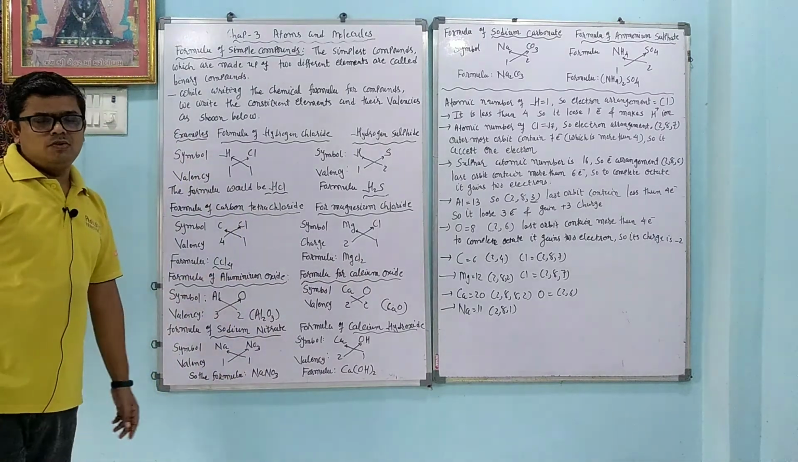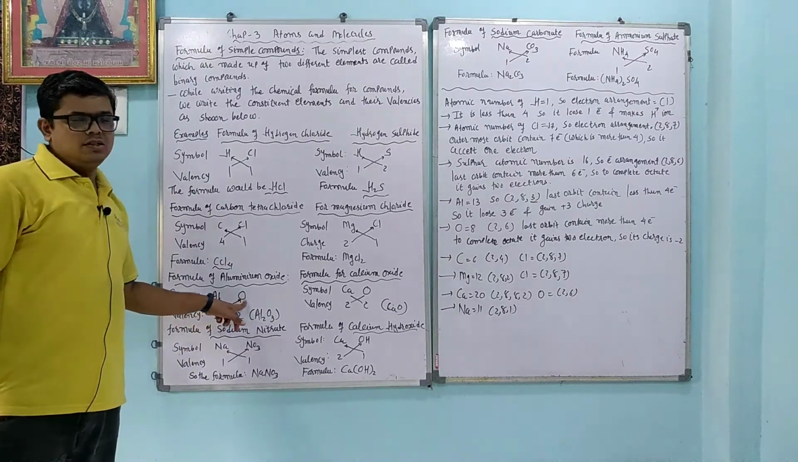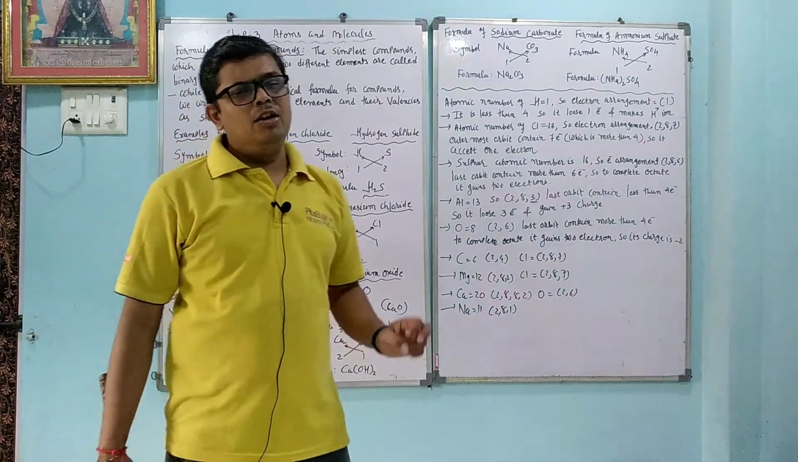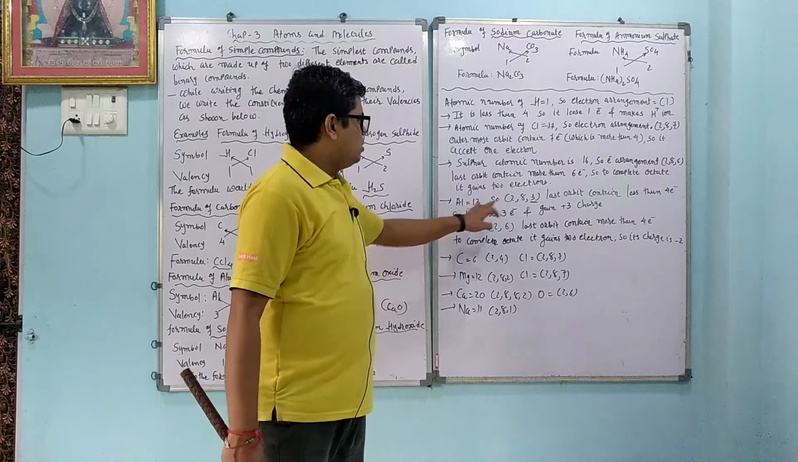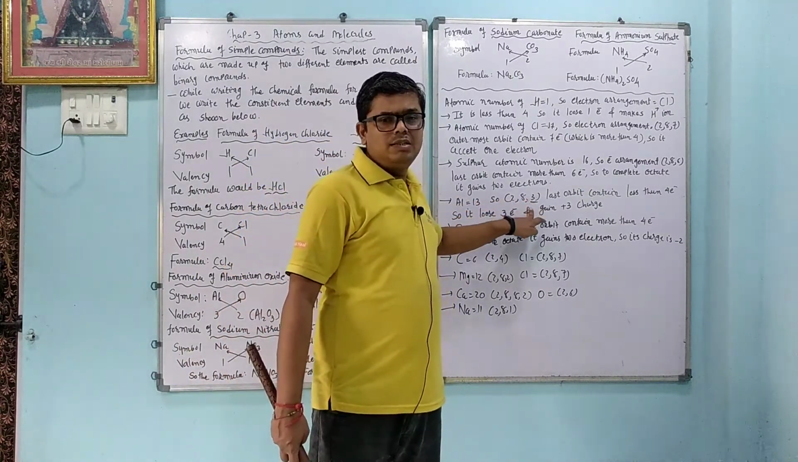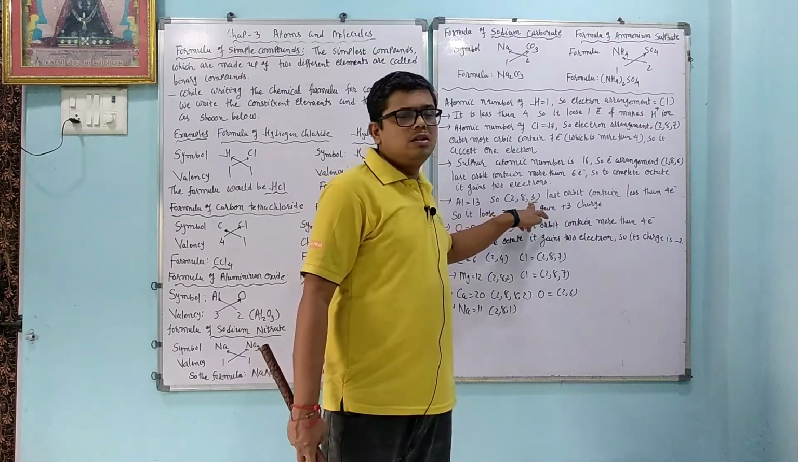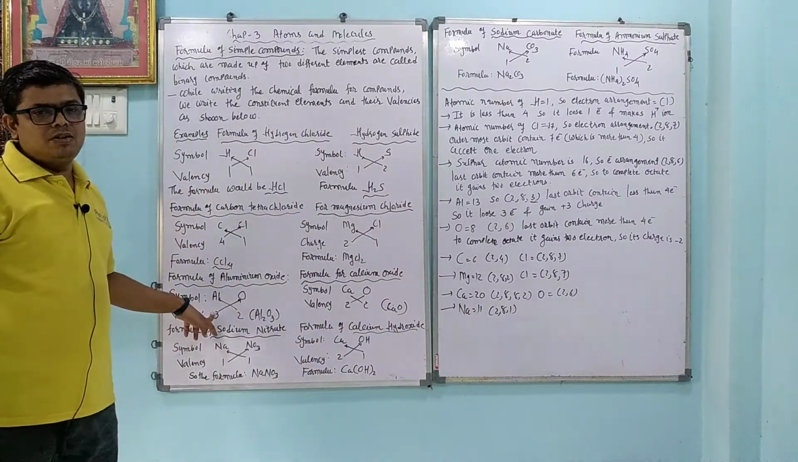We will take one more example. Formula of aluminium oxide. At least we should know the symbols: capital A, small l, and oxygen. We should know the atomic number of aluminium, that is 13. So what can we write? 2, 8, 3. The outermost orbit contains 3 electrons, less than 4, so it loses electrons. It loses 3 electrons, and by losing them the valency of aluminium becomes 3.